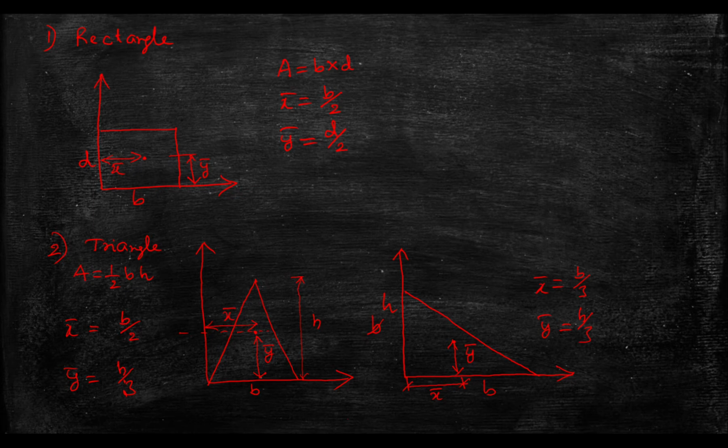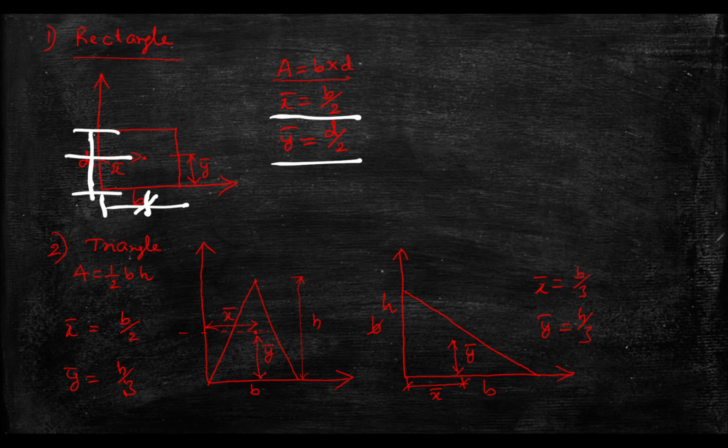So in summary, for the rectangle we have area A equal to b into d, x bar is equal to b by 2, and y bar is d by 2, since the total distance is d and half of that is d by 2. Then for the triangle, area is equal to half into base into height, and x bar is equal to b by 2. By looking at this, remember that wherever it is possible to find the center directly, we should find it like that. We should not blindly apply the formulas.